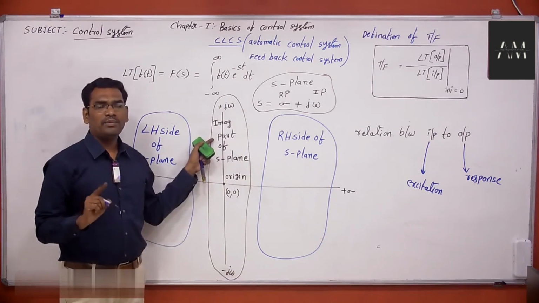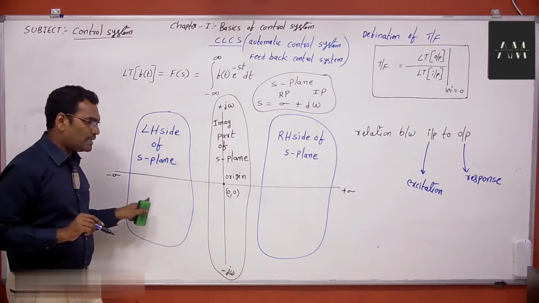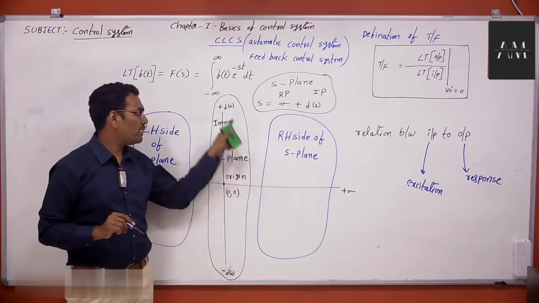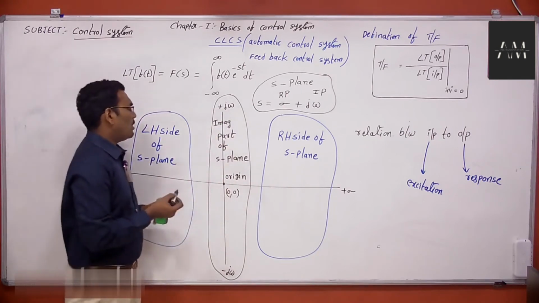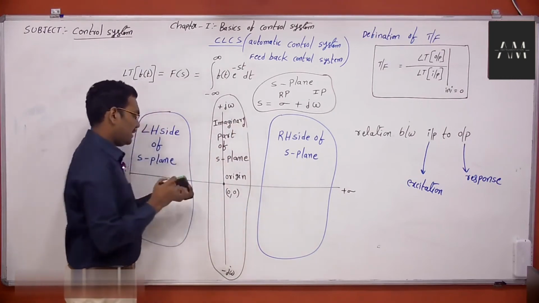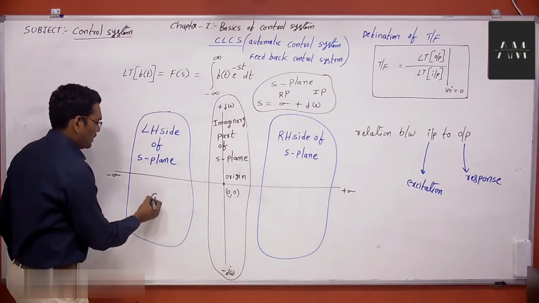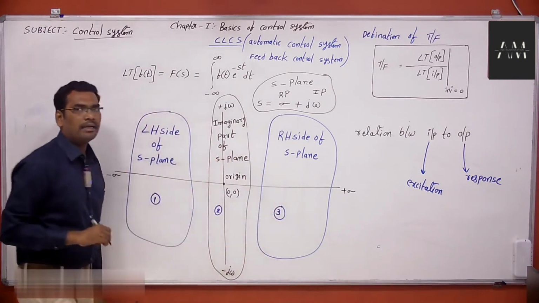So if you observe here, I am dividing this S-plane into 3 parts. One is the left hand side of the S-plane, the right hand side of the S-plane, and another one is the imaginary part of the S-plane. Now the question is, sir, why did you divide this S-plane into 3 parts? So that we can easily understand.